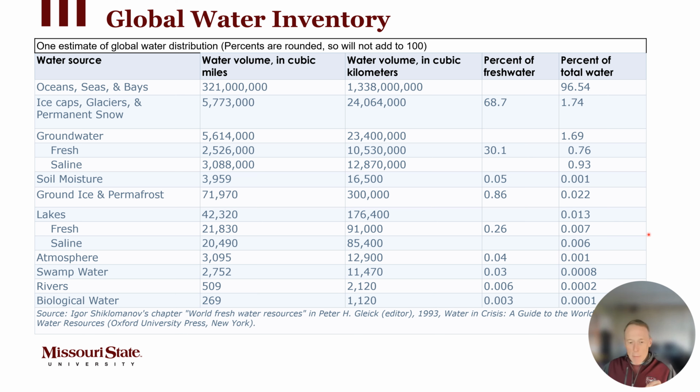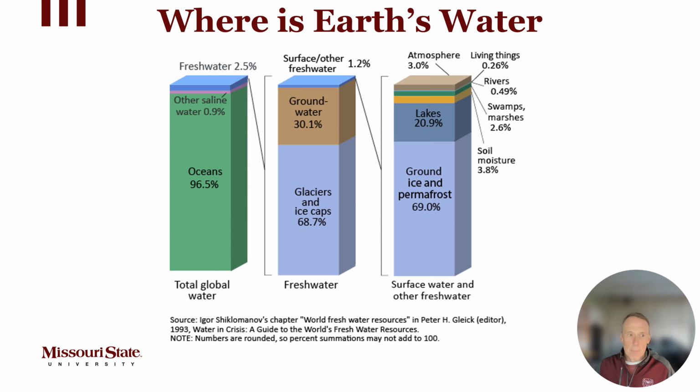So what that means from a water resources standpoint, if we're talking about the water that's being used by humans, by ecosystems to thrive and survive, we're talking about groundwater for the most part, and we're talking about river water. And you can see those are, and lake water. These are really small amounts of water.